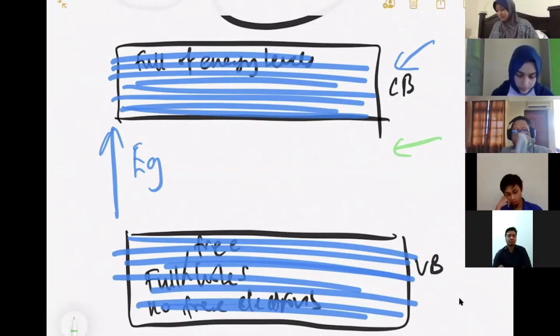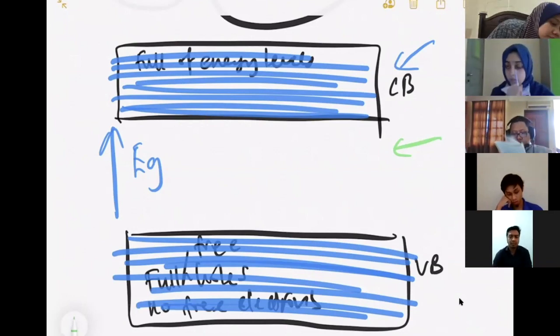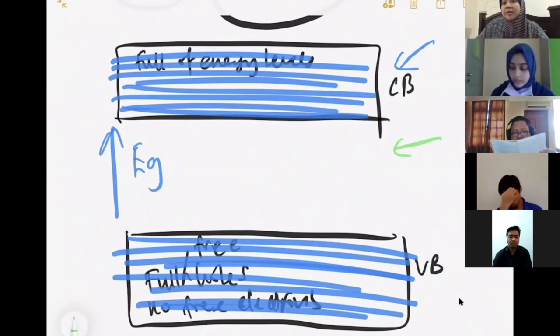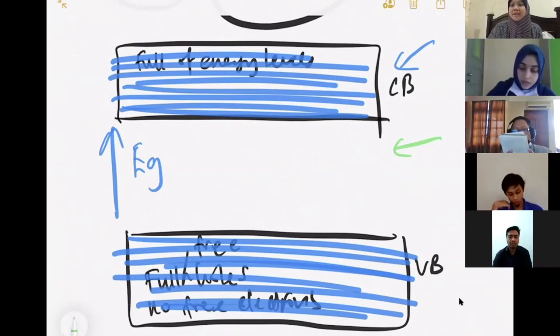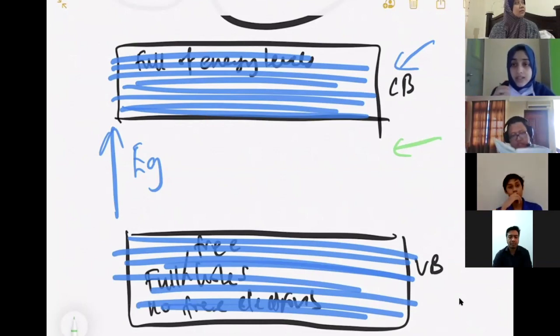Answer me why. Because we have doped with an atom that has extra electrons. So it has excess electrons. That is why.